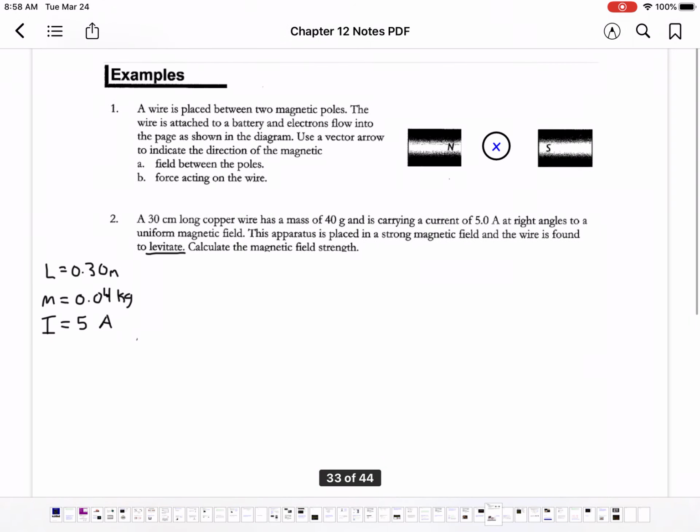All right. So now what we have here is a wire placed between two magnetic poles. The wire is attached to the battery and electrons flow into the page as shown. Use vector arrows to indicate the direction of the magnetic field between the poles.